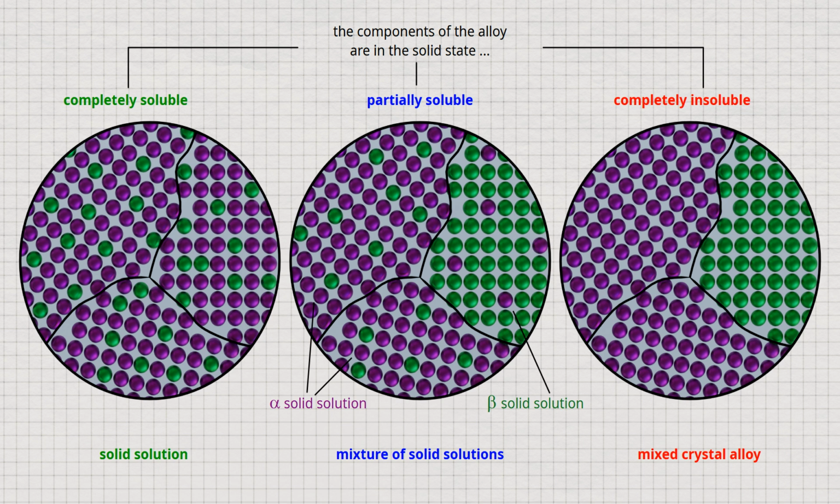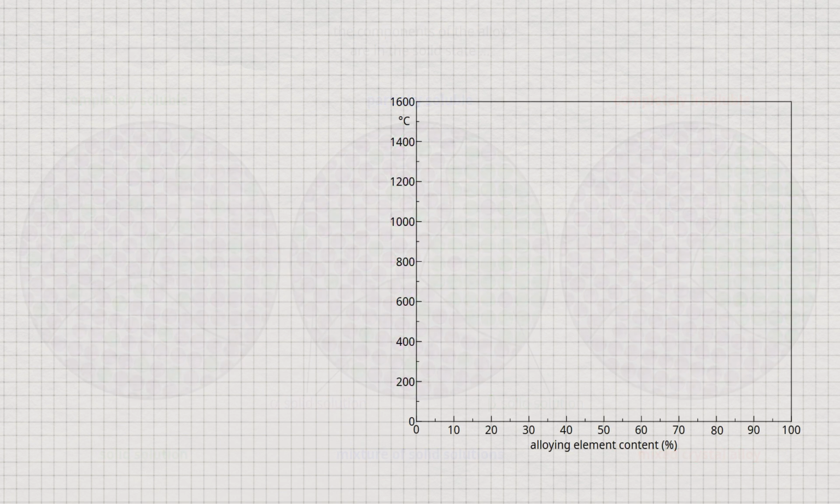A fictitious binary alloy system will be considered in more detail in the following, where the components are only partially soluble in each other in the solid state. The construction of the corresponding phase diagram from selected cooling curves will not be discussed in detail here. However, basic information on this can be found in the videos on solid solution alloys and mixed crystal alloys.